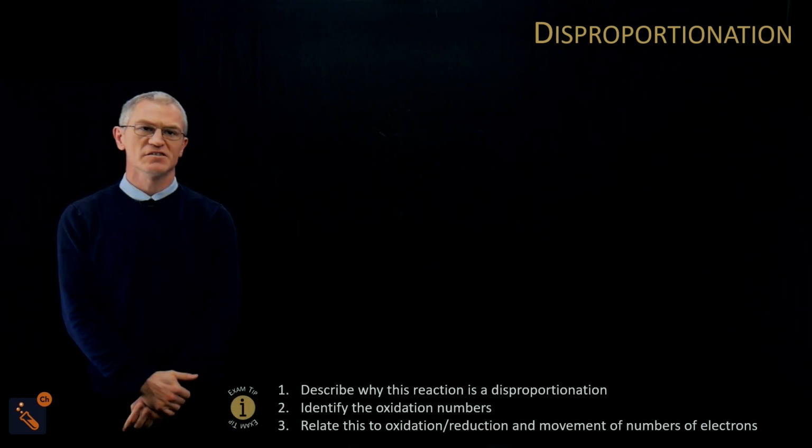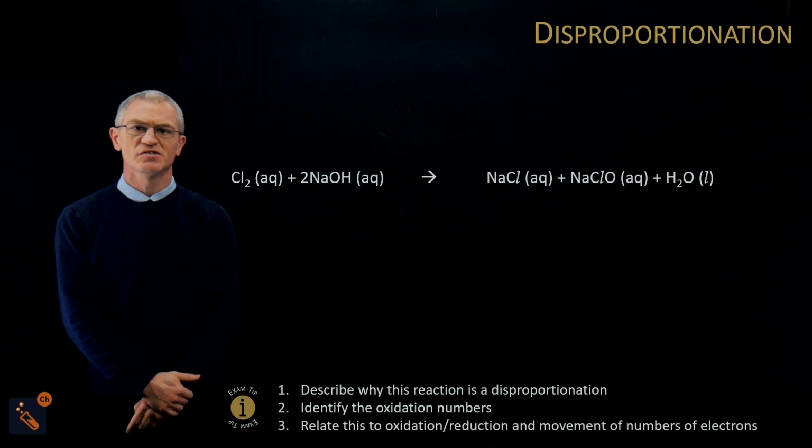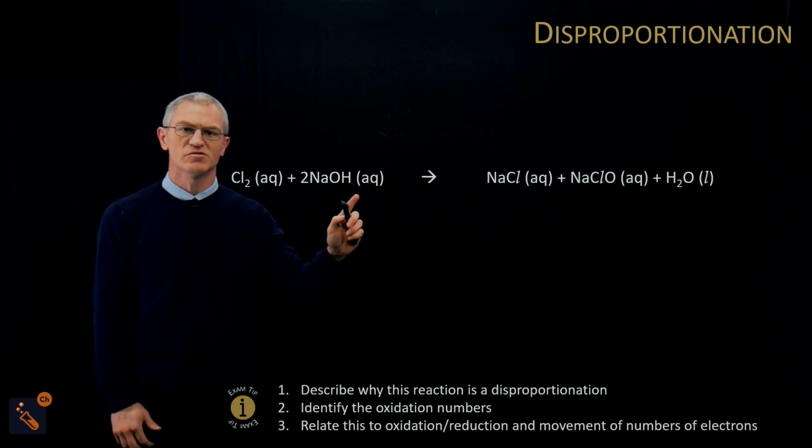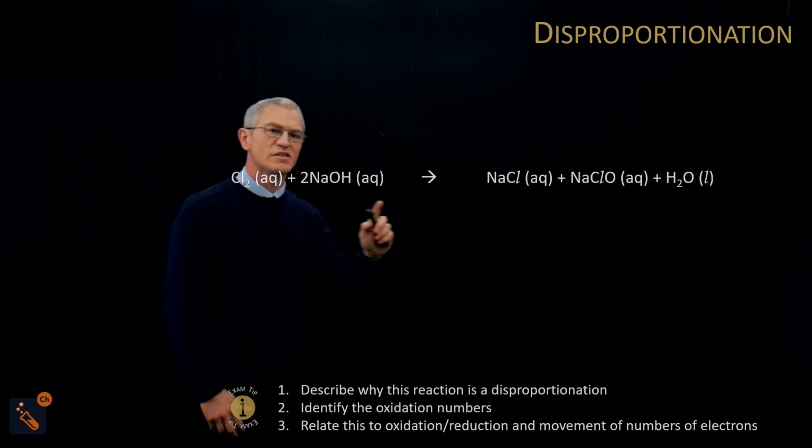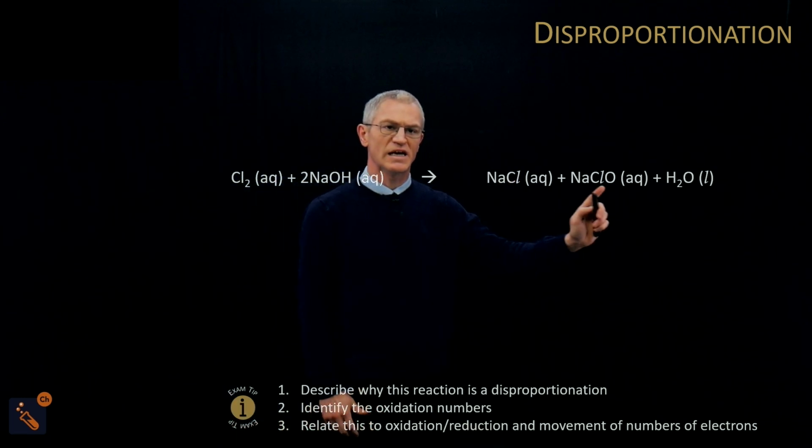We're now going to move on to our next example of disproportionation, and this time we're going to add chlorine to sodium hydroxide. What I haven't mentioned here is the fact that you make sodium chloride and sodium chlorate.